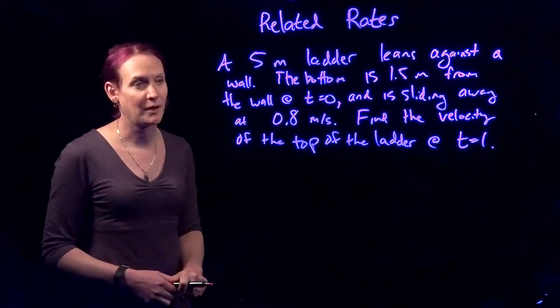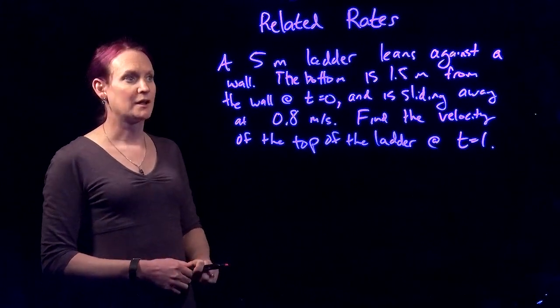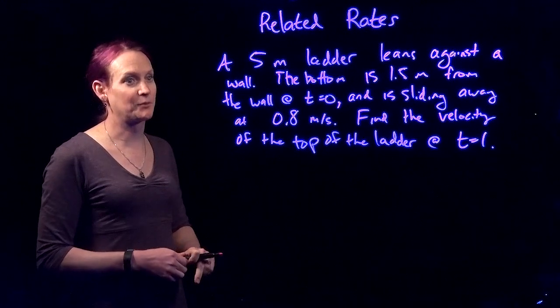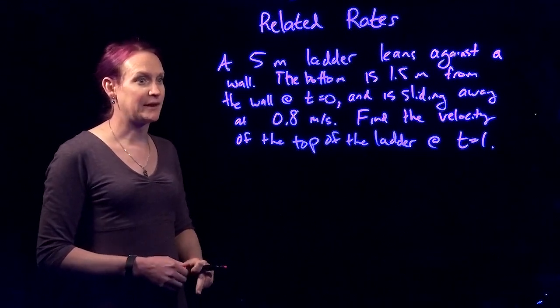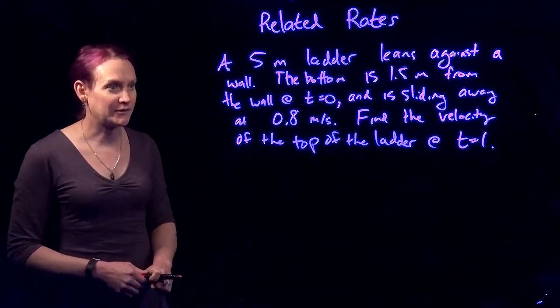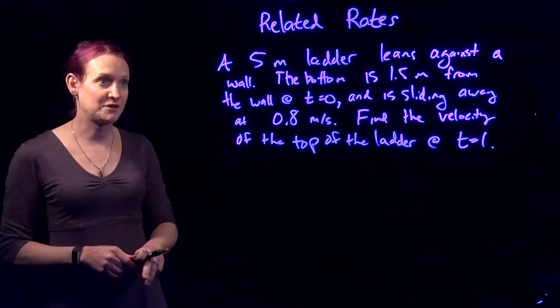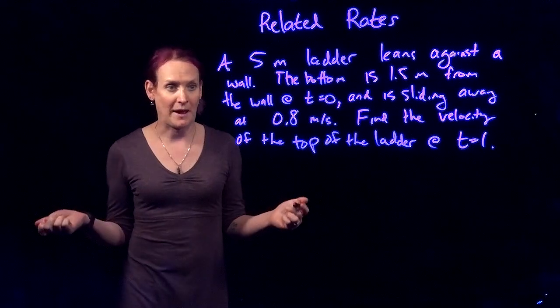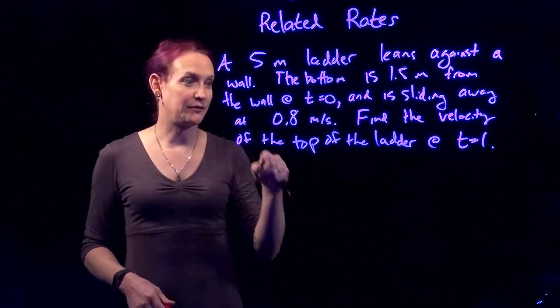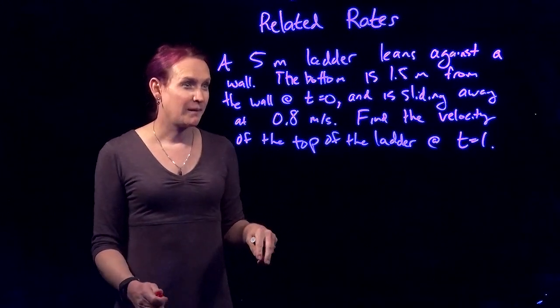I'll read it with you. A 5-meter ladder leans against a wall. The bottom is 1.5 meters from the wall at time t equals 0 and is sliding away at 0.8 meters per second. Find the velocity of the top of the ladder at time t equals 1. Okay, so we want to find the velocity of the top of the ladder at t equals 1.